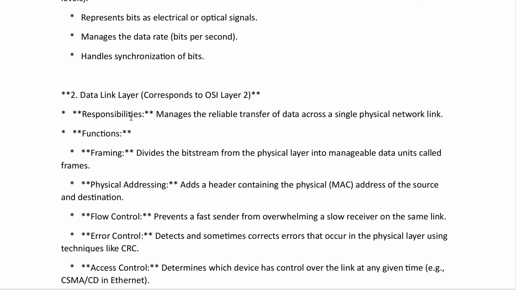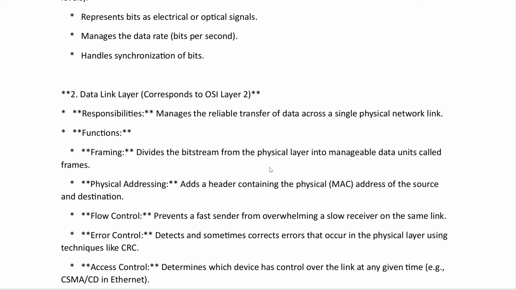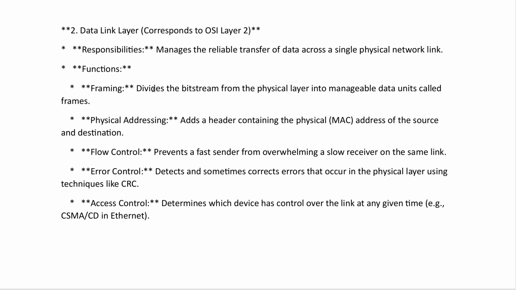Second layer in TCP/IP model is known as the data link layer. It corresponds to OSI layer number 2. Responsibilities of data link layer is to manage the reliable transfer of data across a single physical network link. The functions of data link layer are, first function provided by data link layer is framing, that is dividing the bit stream from the physical layer into manageable data units called frames. Second function performed by data link layer is the physical addressing, that is adding a header containing the physical MAC address of the source and the destination.